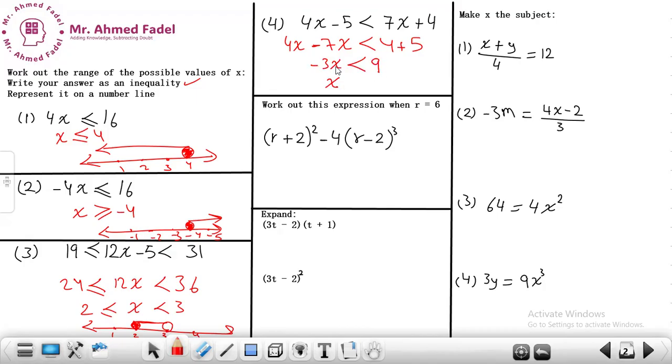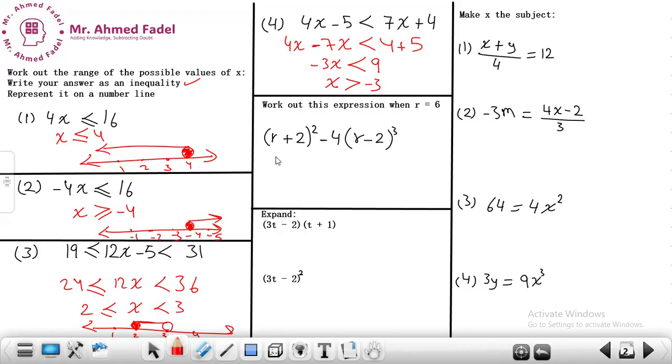So x, divide by -3. Divide by -3, so switch the sign. Greater than -3. Okay? This switch that happened right now would not happen if you took the small to the big. It wouldn't happen. But it's fine. It is not a problem if you do the opposite, but just be careful when you divide by -3, you should switch the sign.